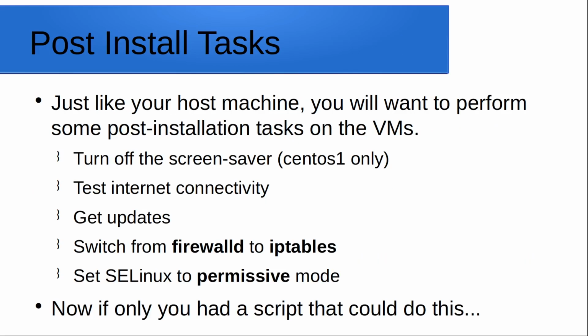And then you're going to go on to some post-installation tasks. You're going to do things like turn off the screensaver on CentOS 1 only. There's no screensaver on 2 and 3. You're going to use ping and traceroute to test your internet connectivity, update the system, switch FirewallD to iptables, and set SELinux to permissive mode. You totally could have scripted this, but there's benefit to making you do it, right?